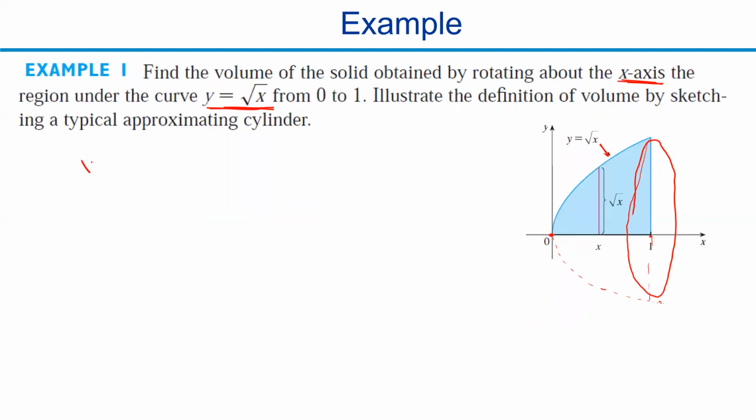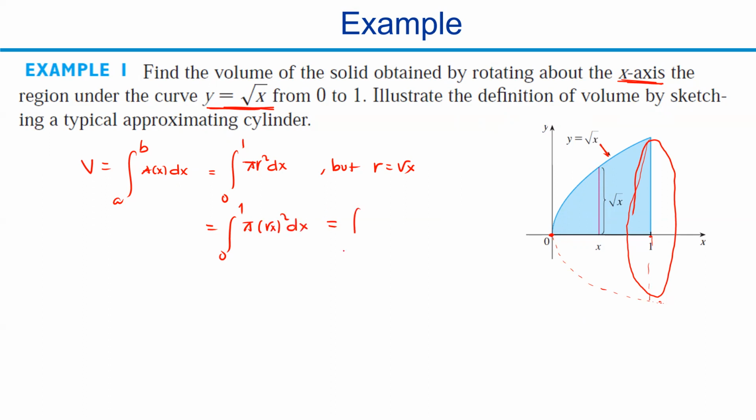Great. Now the volume V is simply the integration from a to b of A of x dx. But the intersection between the solid region and any plane is simply a circle, yeah? So the circle is from 0 to 1, and the area of a circle is pi r squared dx. But our radius is y, that is root x. So upon substituting, we obtain the integral from 0 to 1 of pi times root x squared dx.